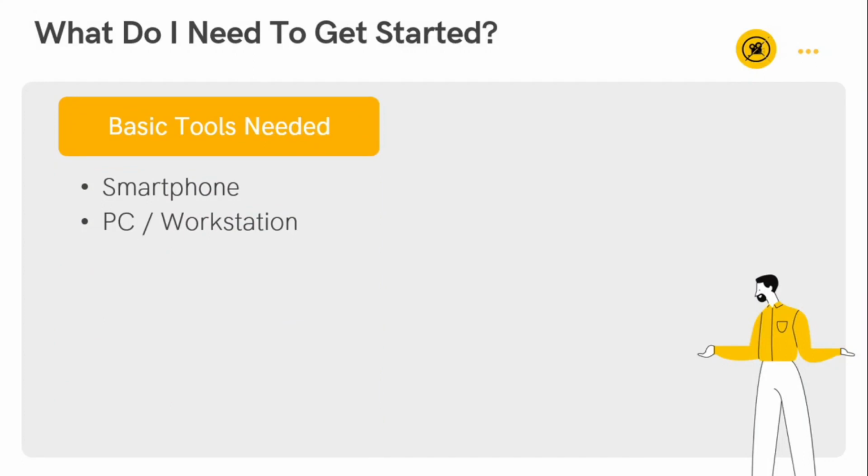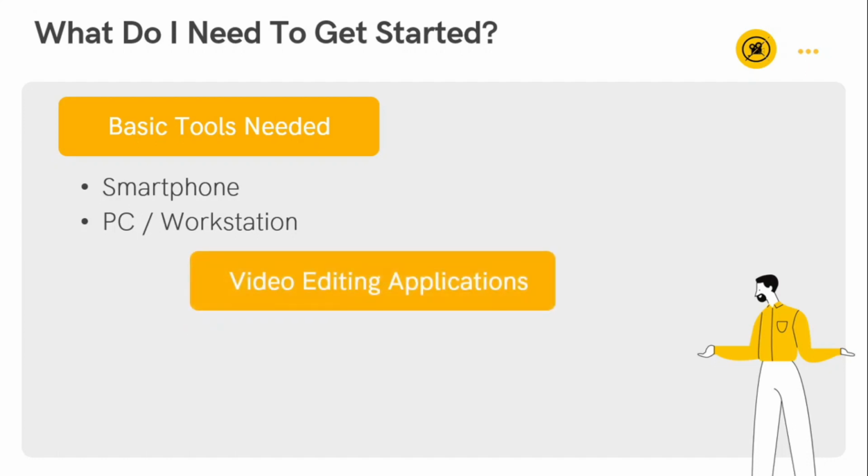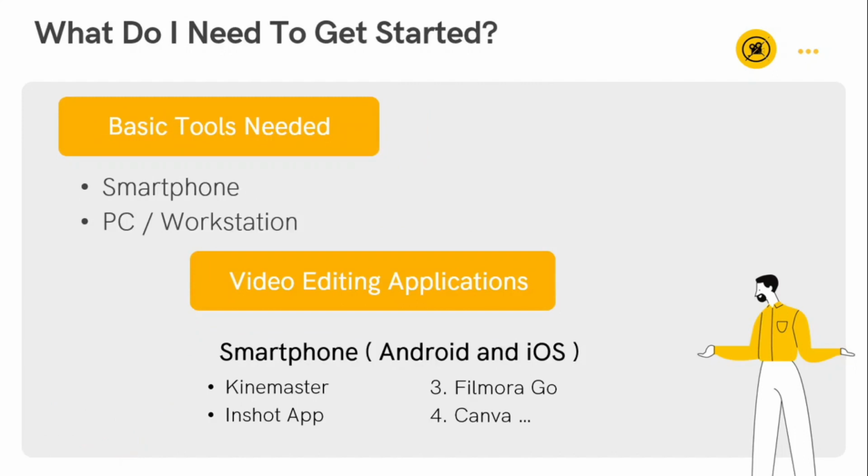So the basic tools needed are your smartphone and your PC or workstation. So you can create really decent videos with your smartphone only, or you can decide to go forward by using a PC and or workstation, whichever one. So for video editing application, we'll be looking at that of smartphone, and we have these four good video editing applications on smartphones, and they include KineMaster, Filmora Go, InShot, and Canva.